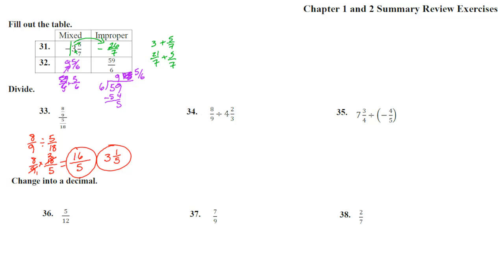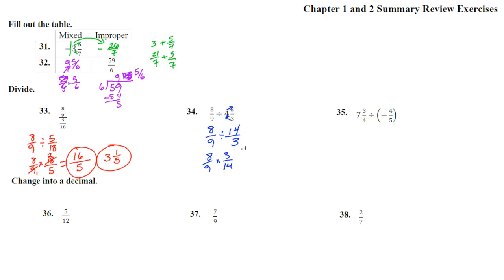This is 8 ninths divided by, this is a mixed number. We're going to have to change this into an improper fraction so we can do the reciprocal. So this is 8 ninths. Let's use a different color on this guy right here. 8 ninths times, or divided by, 3 times 4 plus 2, 12, 14, 14 thirds. So that is 8 ninths times 3/14. See how that was so necessary to turn it into the improper fraction?